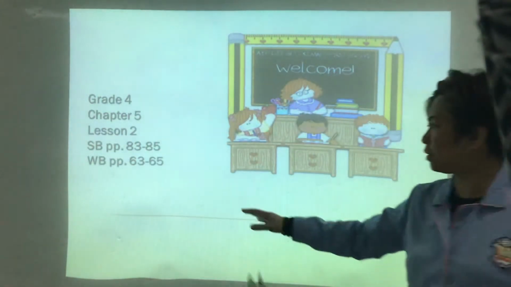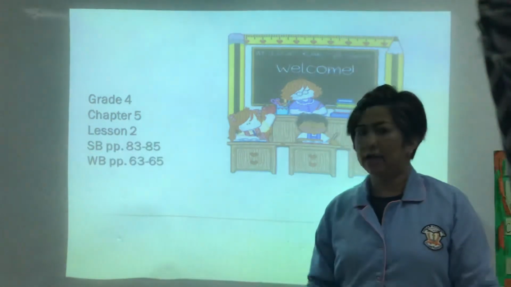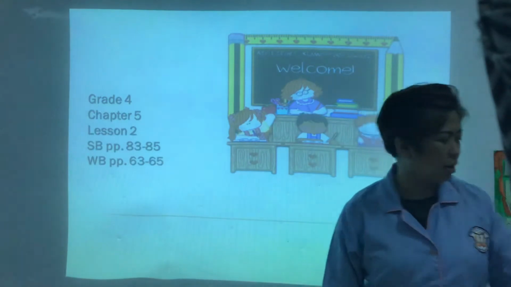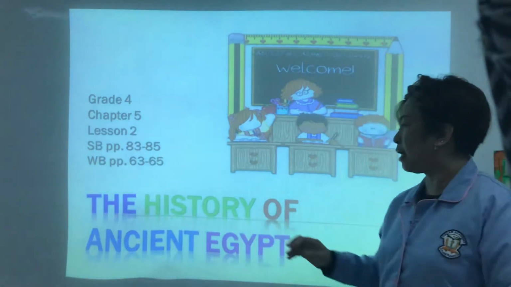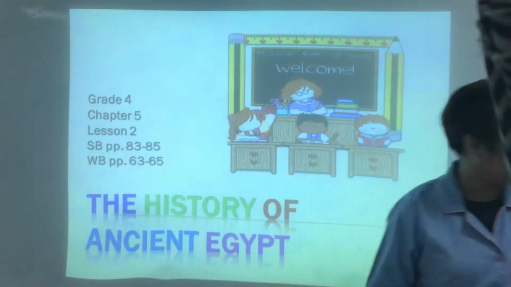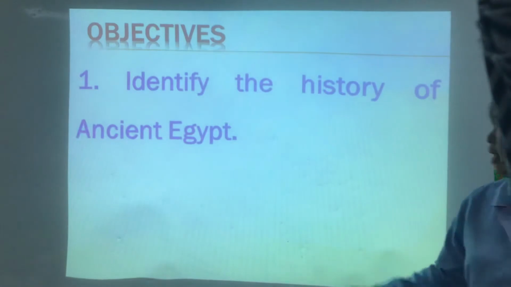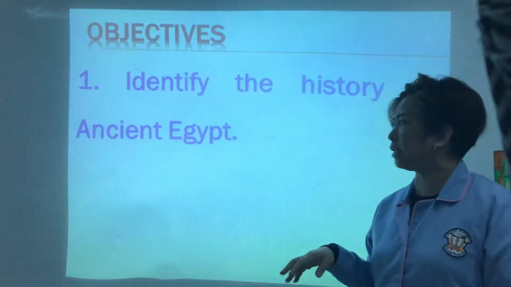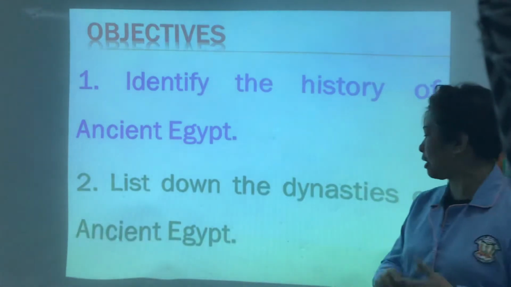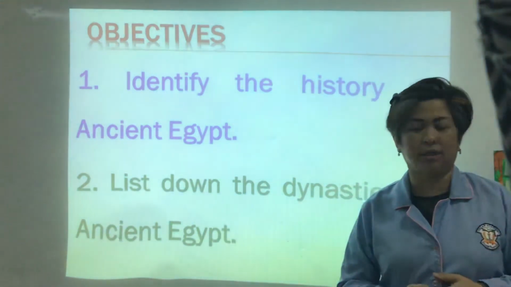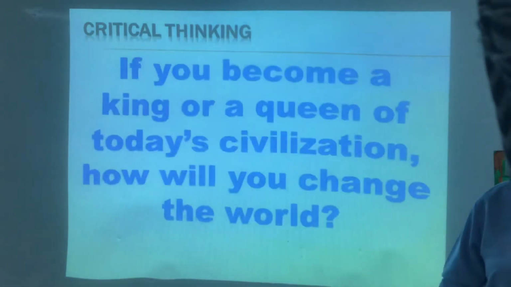Get your book and turn it to page 83 to 85 in your workbook, and later on we will have our workbook. So for our topic for today, the history of ancient Egypt. For our objectives, number 1, identify the history of ancient Egypt. And number 2, we are going to list down the dynasties of ancient Egypt. Now let us have the critical thinking.